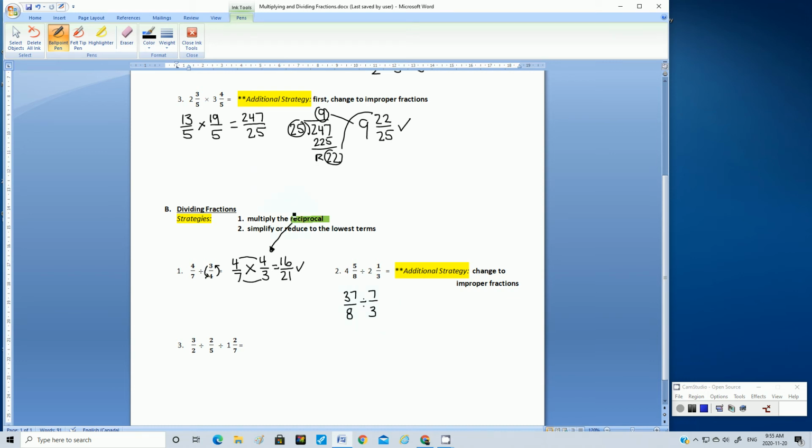Now, remember, step number 1, we multiply the reciprocal. So what this means is we don't change the first fraction. But every time we see a division sign, we want to change it to a multiplication statement. But we can't just multiply the same fraction. We have to multiply the reciprocal. Remember what that means? So we flip the numerator and the denominator. So 7/3 becomes 3/7. Okay? All right. So let's multiply the numerators. What's 37 times 3 using your calculator?